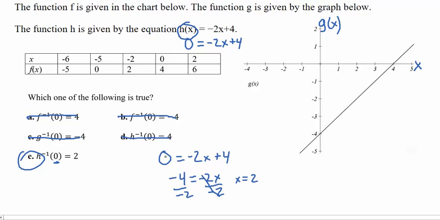So if 0 is the output of this function, the input must be 2. In terms of the inverse, you would state it the other way. 0 is the input in h inverse, and the output would be 2. Either way, we've verified this is a true statement.